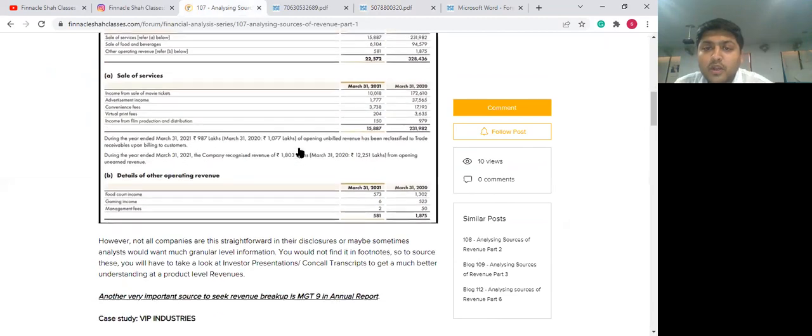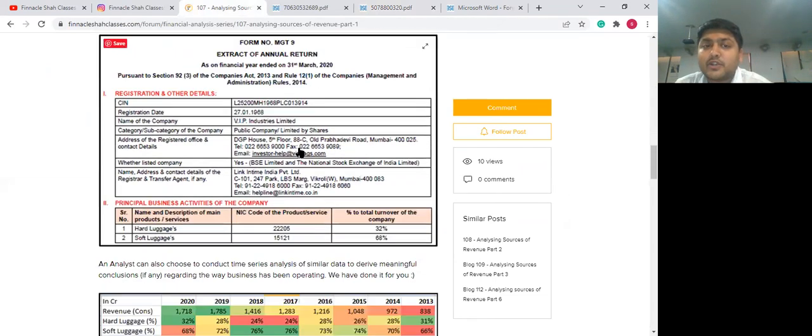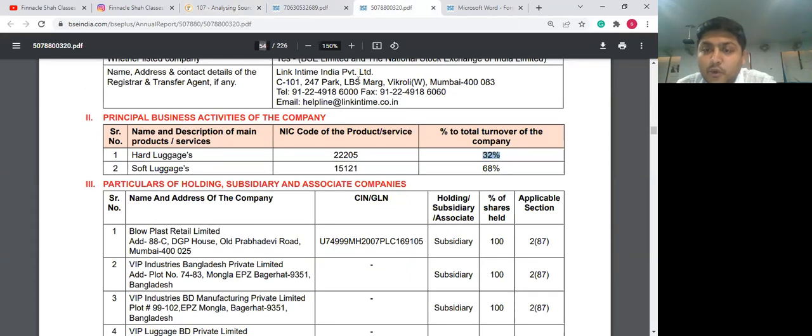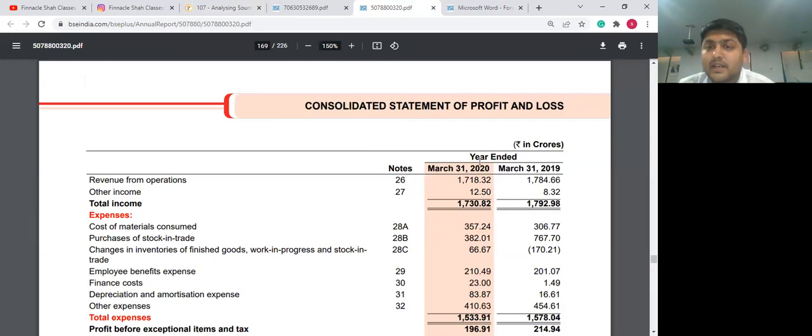Now, let me walk you through a similar analysis you can do all by yourself. Let's take a look at this. 2020: hard luggage percentage is 32% and soft luggage was 68%. And the revenue figure 1718, we have sourced from the income statement. Let me show you once again so that you get a hang of the analysis. So page 169 was the income statement. So 1718 in crores is basically the overall revenue from operations.